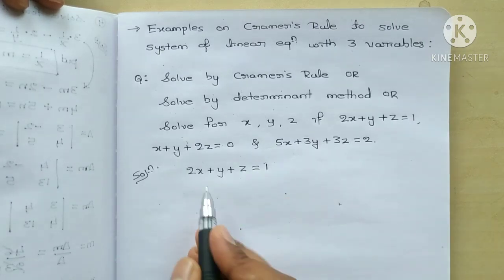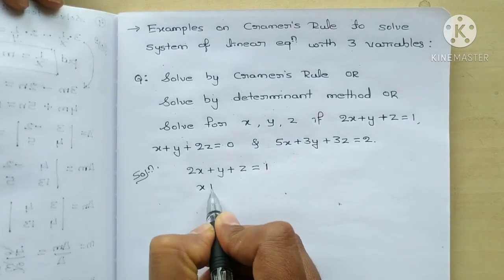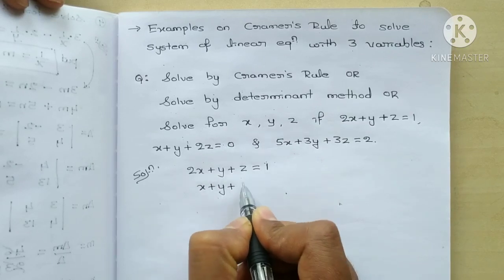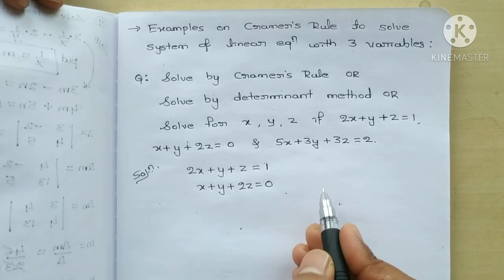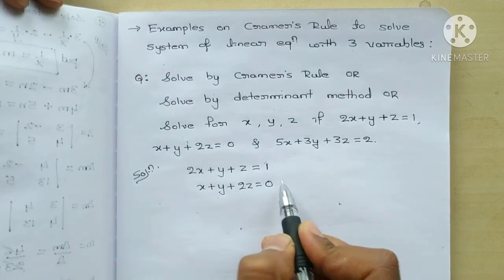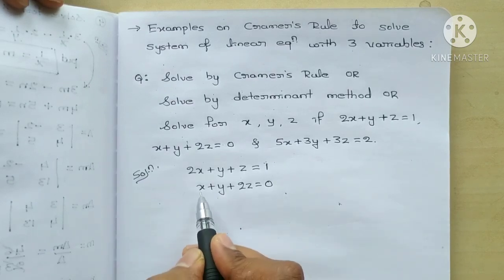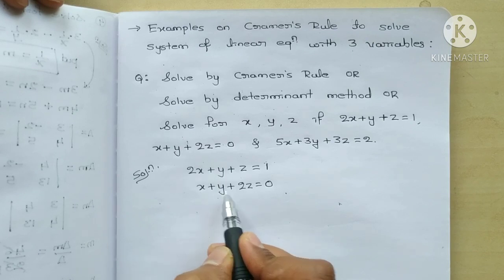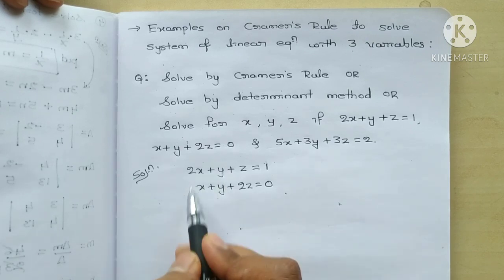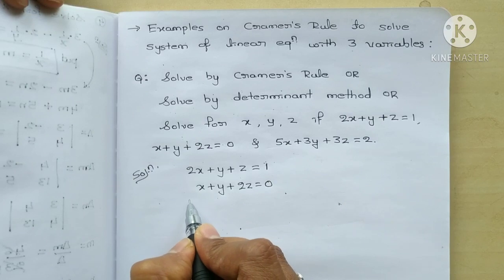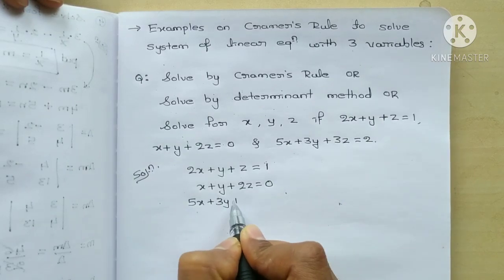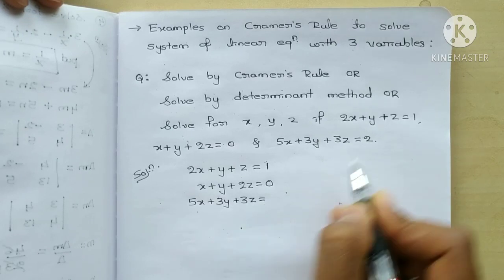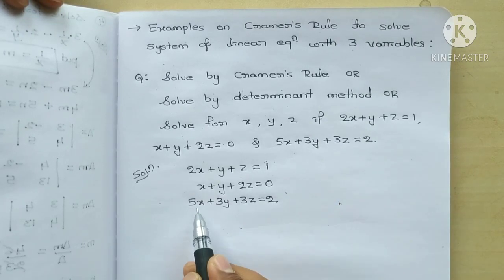Similarly, second equation, x plus y plus 2z equals 0. This is also in the standard form. Left hand side variable terms, right hand side constant term. In that, first is the x term, y term, then z term. Third equation, 5x plus 3y plus 3z equals 2. So it is also in the standard form only.